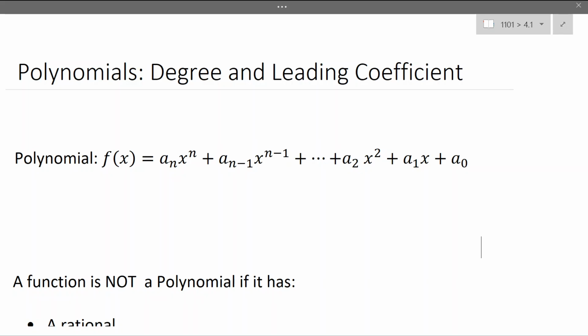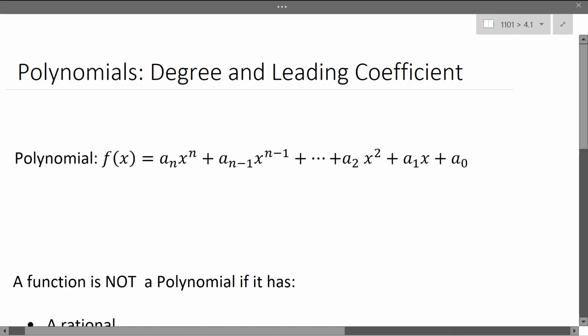In this video, we're going to be talking about finding the degree and leading coefficient of a polynomial. A polynomial is a function f of x equals a sub n x to the n plus a sub n minus 1 x to the n minus 1 plus all the way down until we get to a sub 2 x squared plus a sub 1 x plus a sub 0.